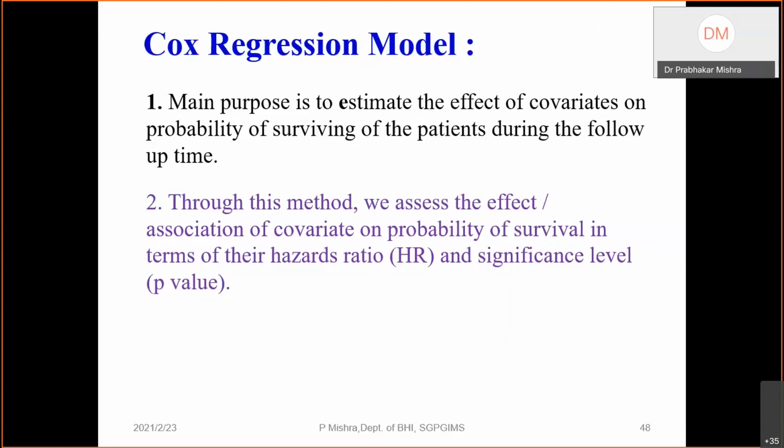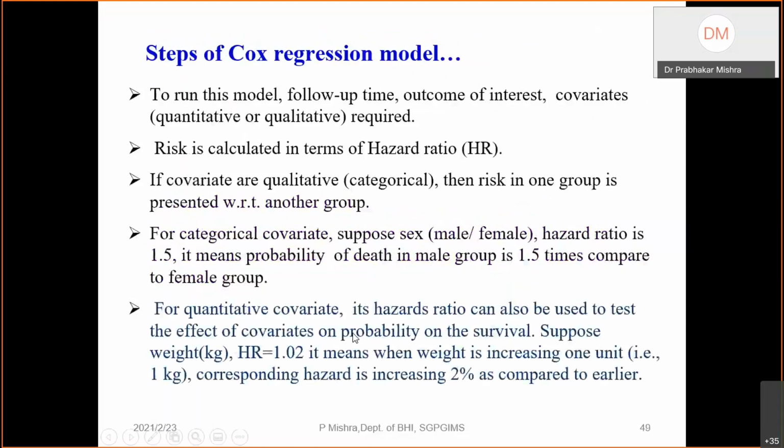So ultimately, the Cox regression model's use is to compute the hazard ratio. Hazard ratio interpretation is just like odds ratio. So here are the steps of the Cox regression.